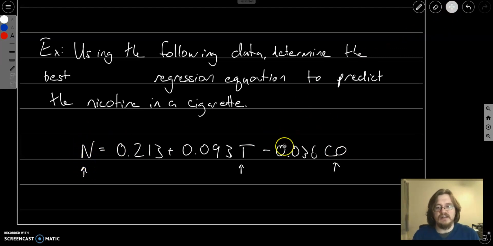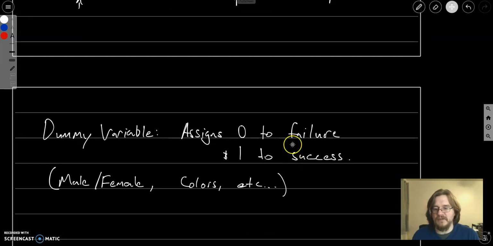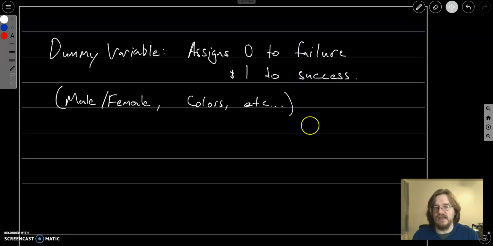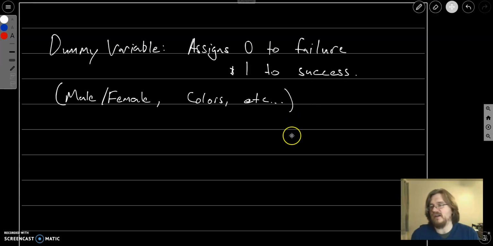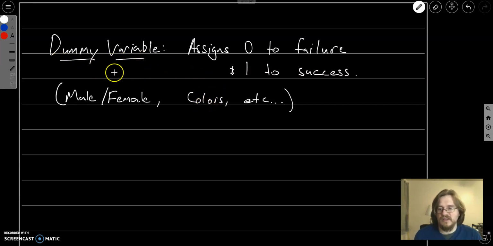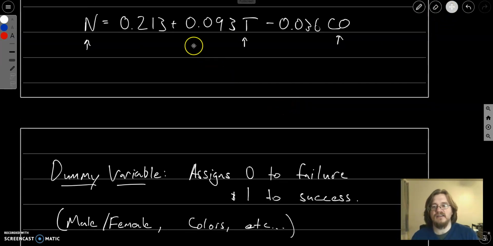The very last thing that I'll mention, which is both useful and just comes right at the end of the section, are dummy variables. Normally, when we are thinking about regression, we want to consider quantitative data. If we are looking at the amount of nicotine in something and the amount of tar and the amount of carbon monoxide, these are all amounts that we can measure.